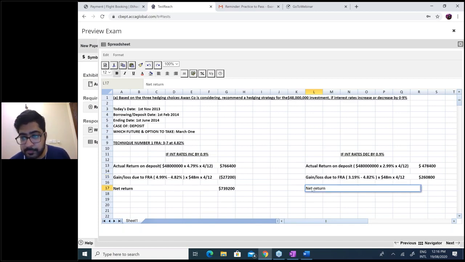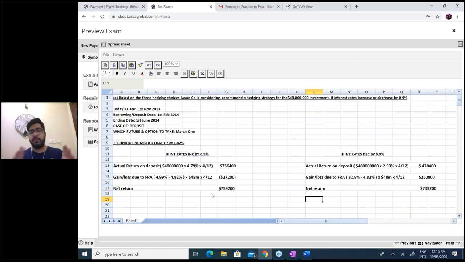The net answer would be 739,200. It's compulsory that both options, increase and decrease, produce the same answer; only then is your solution right in FRA. Okay, any questions you can ask, else you can note this down and we will discuss the further techniques after a 10 minute break. But I can take questions first and then go on the break.